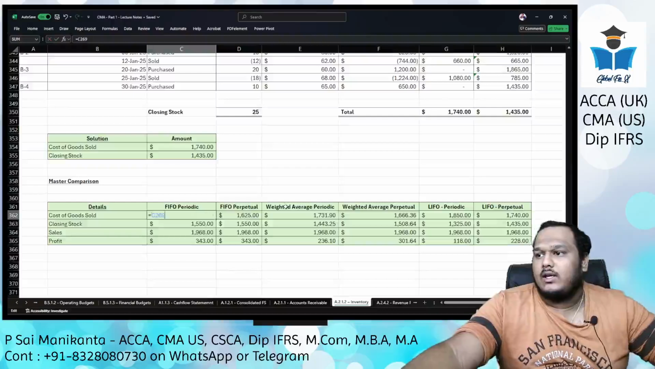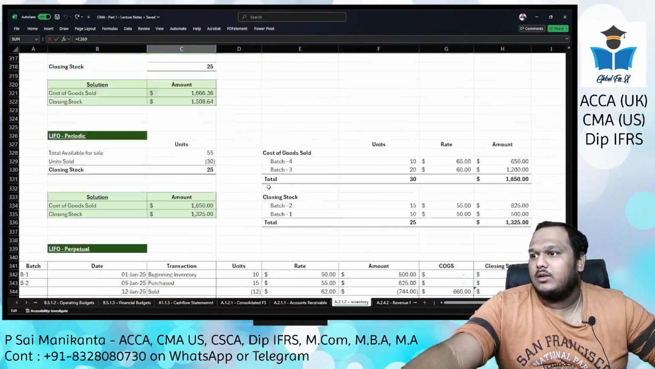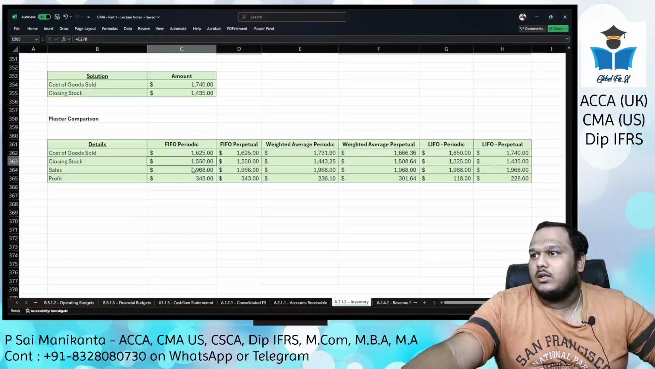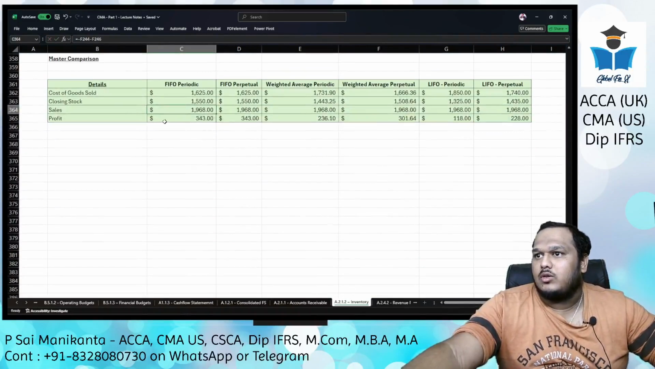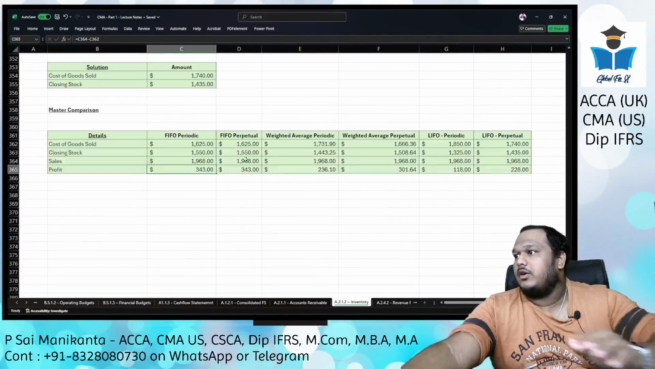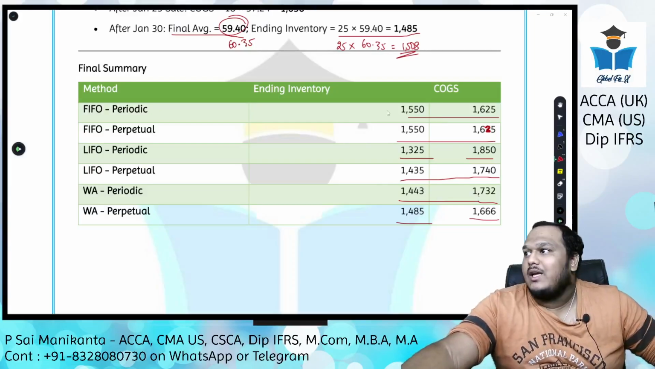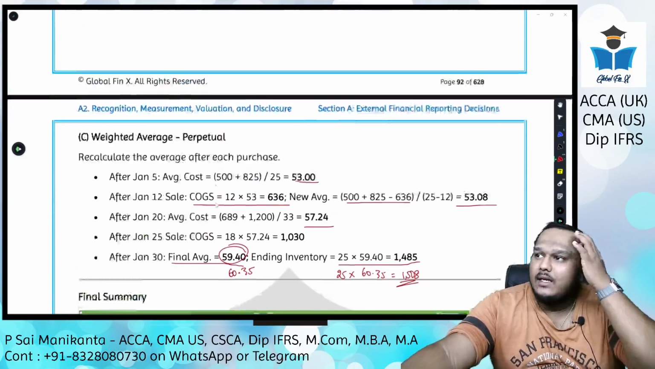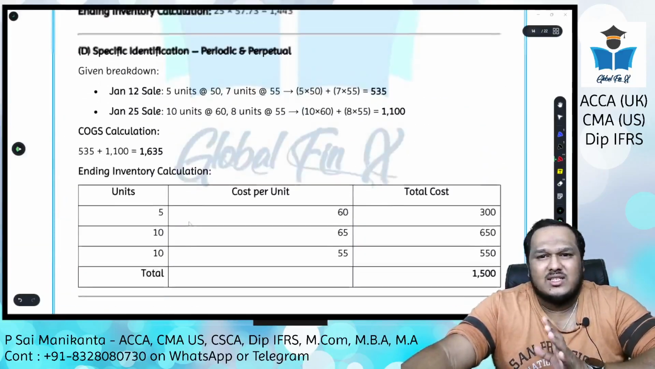So these are all the calculations. I believe this summary is perfect. Okay, FIFO periodic, closing stock from FIFO periodic, sales, yes, good, sales amount, profit. All right, there you go. We have all the information that is needed, and you can cross check. I already cross checked everything except for which one was that, weighted average perpetual. Everything else is exactly tallied, so I'll not worry about those rounding off $10, $20 differences and all, so I'll ignore.